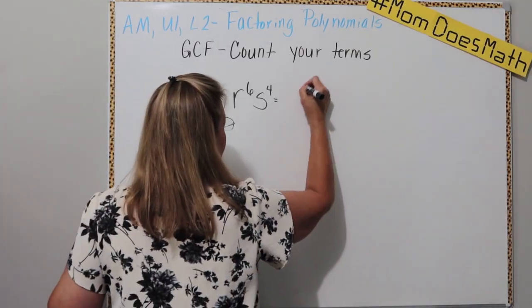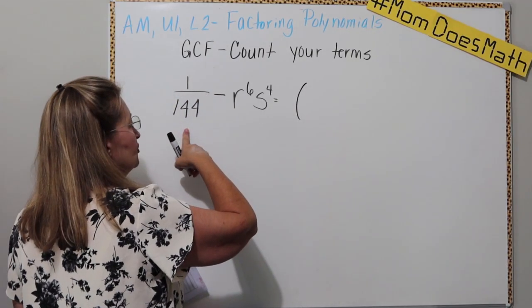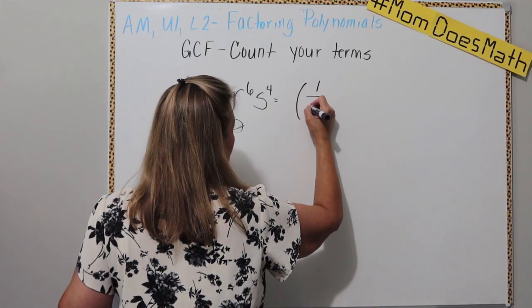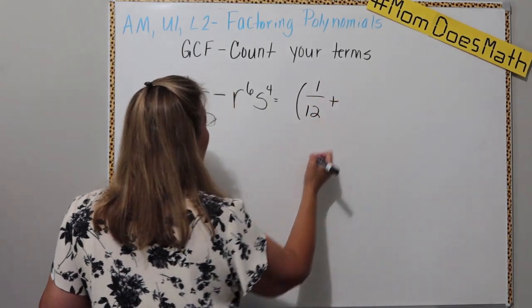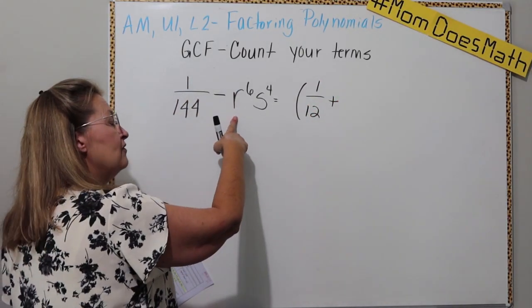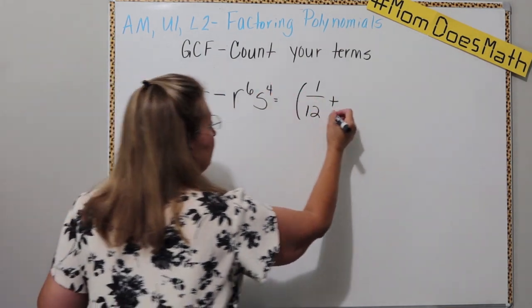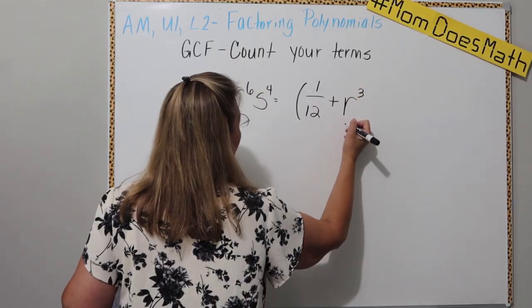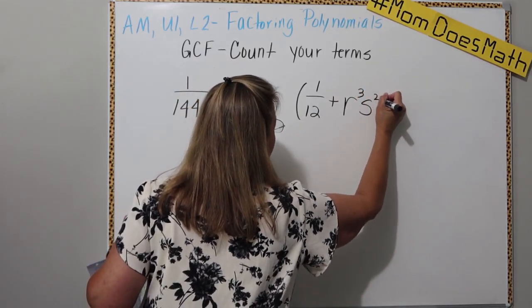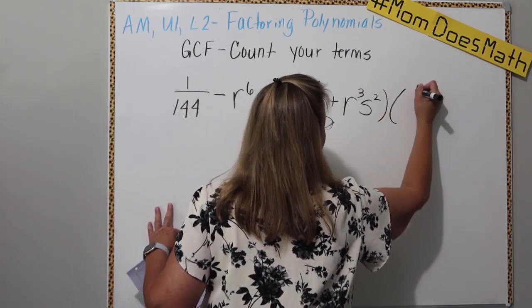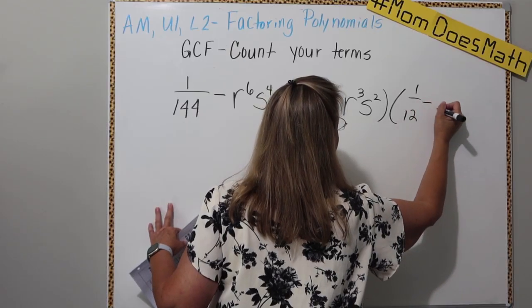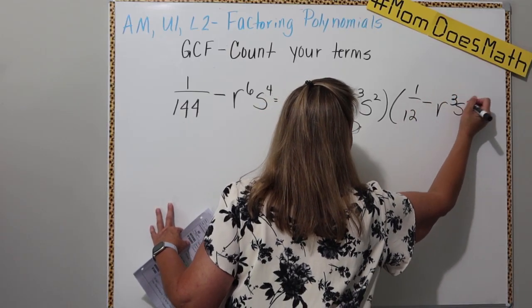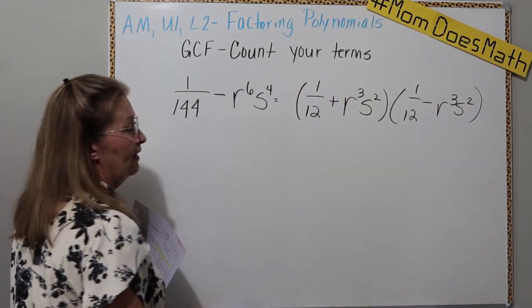So let's set this up. My first term is going to be the square root of this, which is 1 over 12, plus, alright, the square root of this, I'm going to divide the 6 by 2, so I get r to the 3rd s squared. Now over here, it's going to be the same numbers, just opposite signs.